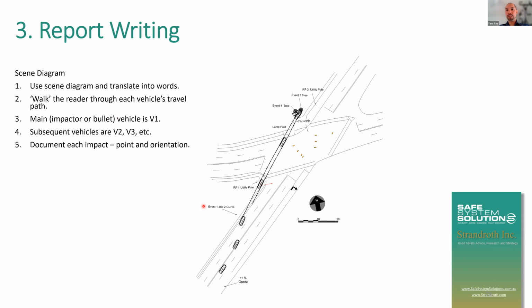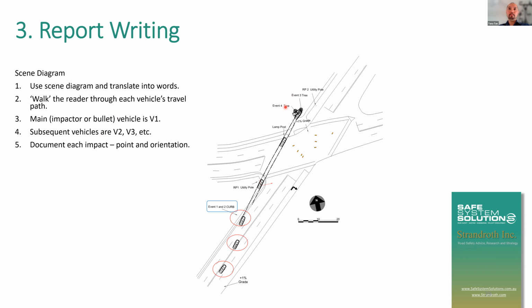So on this case study, which is the very first case study I presented in module 3.2, I'm going to present it again here because it is a really good diagram. They've gone through and marked every single event: events 1 and 2 occur at the curb. They've got a reference point there, the lamppost, and then they've marked events 3 and 4 from there as well. So you know exactly where the vehicle collided each and every time.